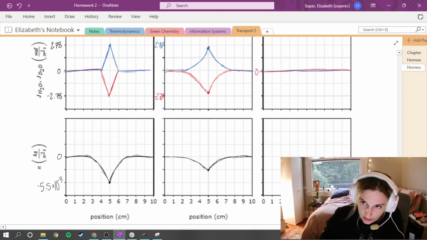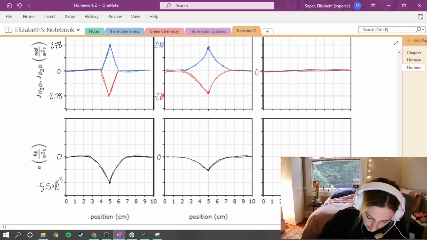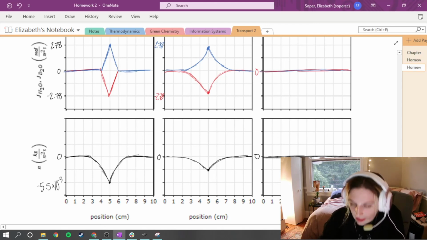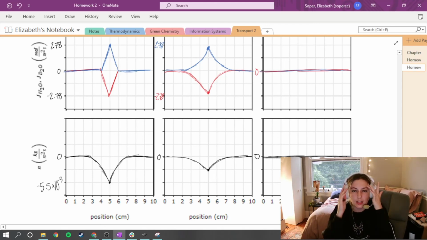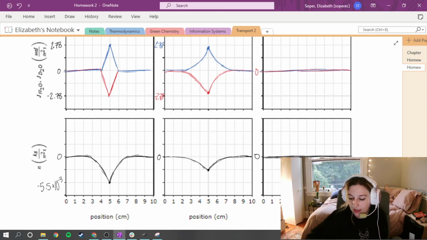So then at t equals infinity, the overall molar flux is going to be at 0 because now it's all dispersed and there doesn't need to be movement between the two components. Well, there still will be movement technically, but it's kind of like at equilibrium, so no overall movement. So it's going to end up being at 0 for the overall molar flux at t equals infinity seconds. And that is all of the graphs.